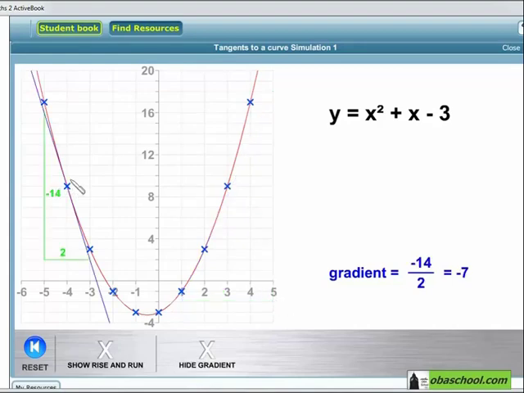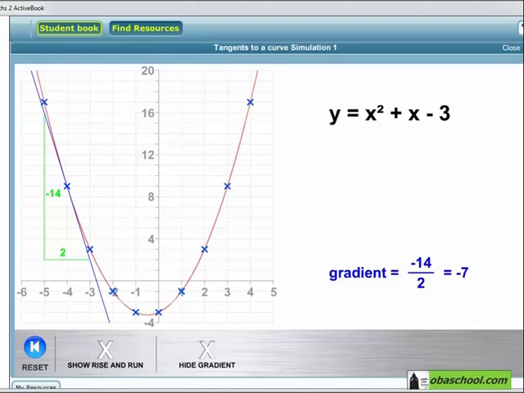However, if we try a different point and the straight line is going downwards, the run will always be positive, which is plus 2. However, for the rise, it will be a negative value because the straight line is going downwards, which is minus 14. Therefore, the gradient is equal to minus 14 divided by 2, which is minus 7.